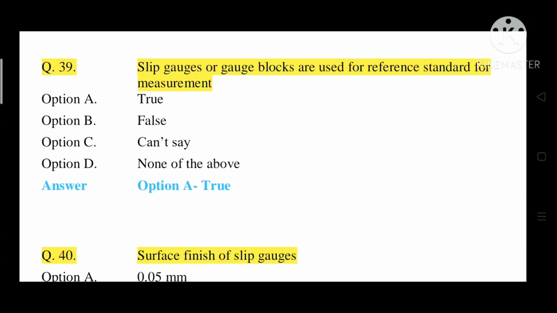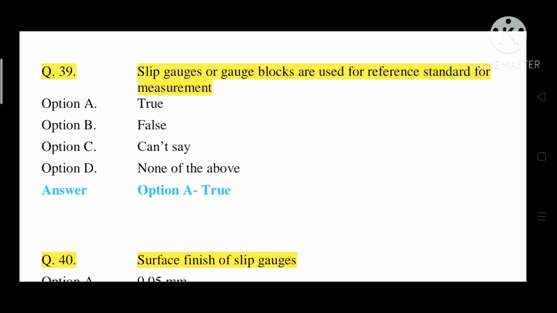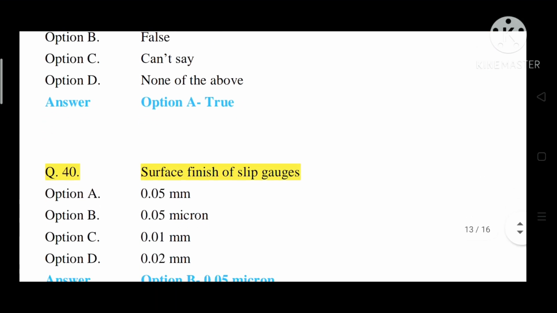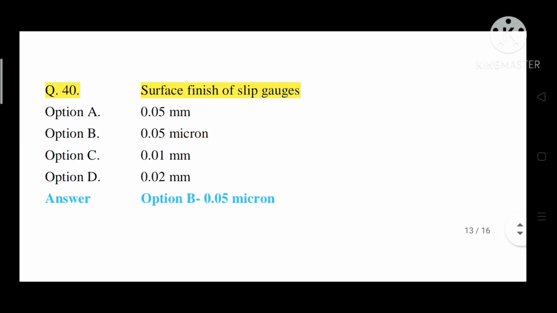They are very sensitive. So they are kept in a controlled environment, and they are just used for a reference purpose, not for a continuous measurement process. So option A is correct, that is true.